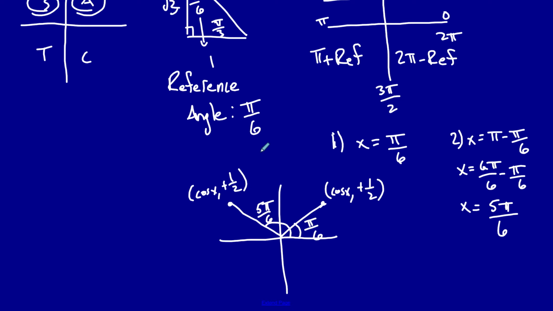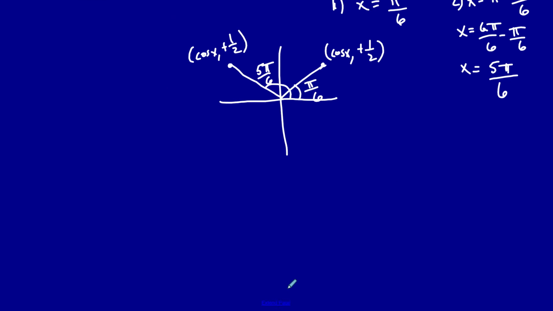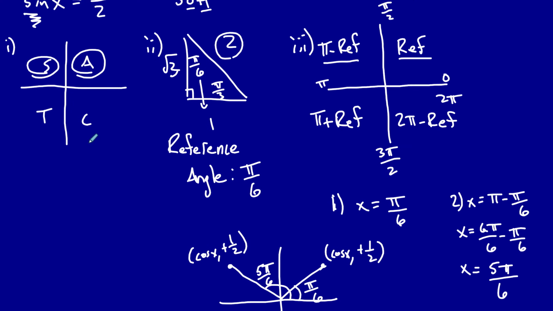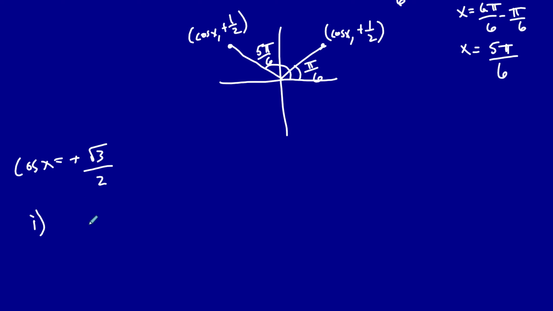Okay? So let's try another one really quickly here. Let's do the cos of x is equal to plus root 3 over 2. So step one would be to figure out where is cos positive, right? So I'm taking a look at my unit circle and C, A, S, and T, and I know that my cos is going to be positive in the all and in the cos quadrant.